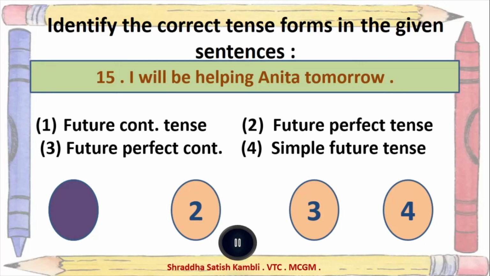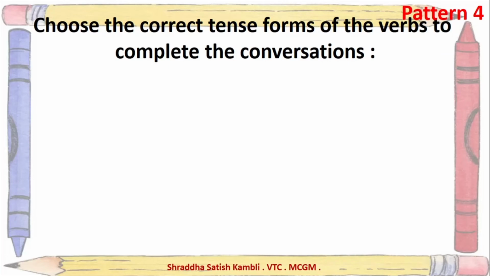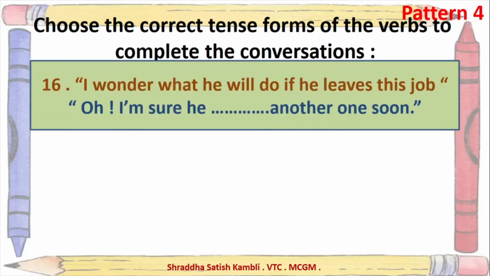Now we come to the last pattern for today. Choose the correct tense forms of the verbs to complete the conversations. So here is the first conversation for you. I wonder what he will do if he leaves this job. Now I have left out certain parts of this conversation because it will not fit into the page. Now it might be, I wonder what he will do if he leaves his job, said the teacher or said the officer. But that is not an important part of the conversation. The main thing is we are focusing on the tenses here.